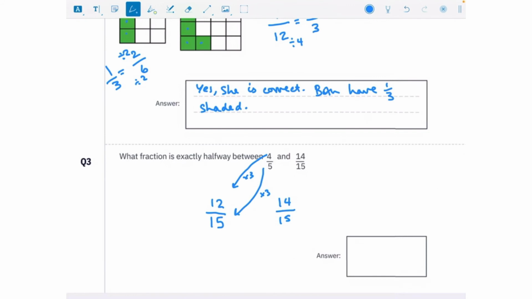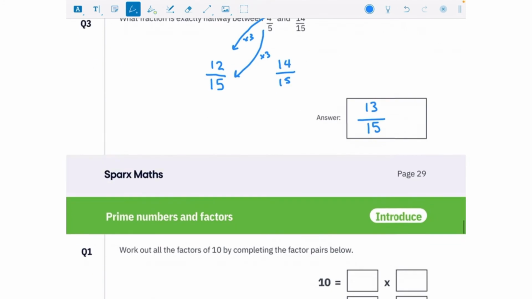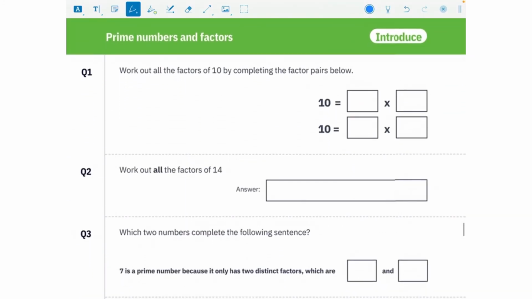Halfway in between 12 out of 15 and 14 out of 15 would be getting 13 out of 15. So making the denominators the same makes it much easier to compare and to see how the numbers sit. Okay, on to prime numbers and factors.